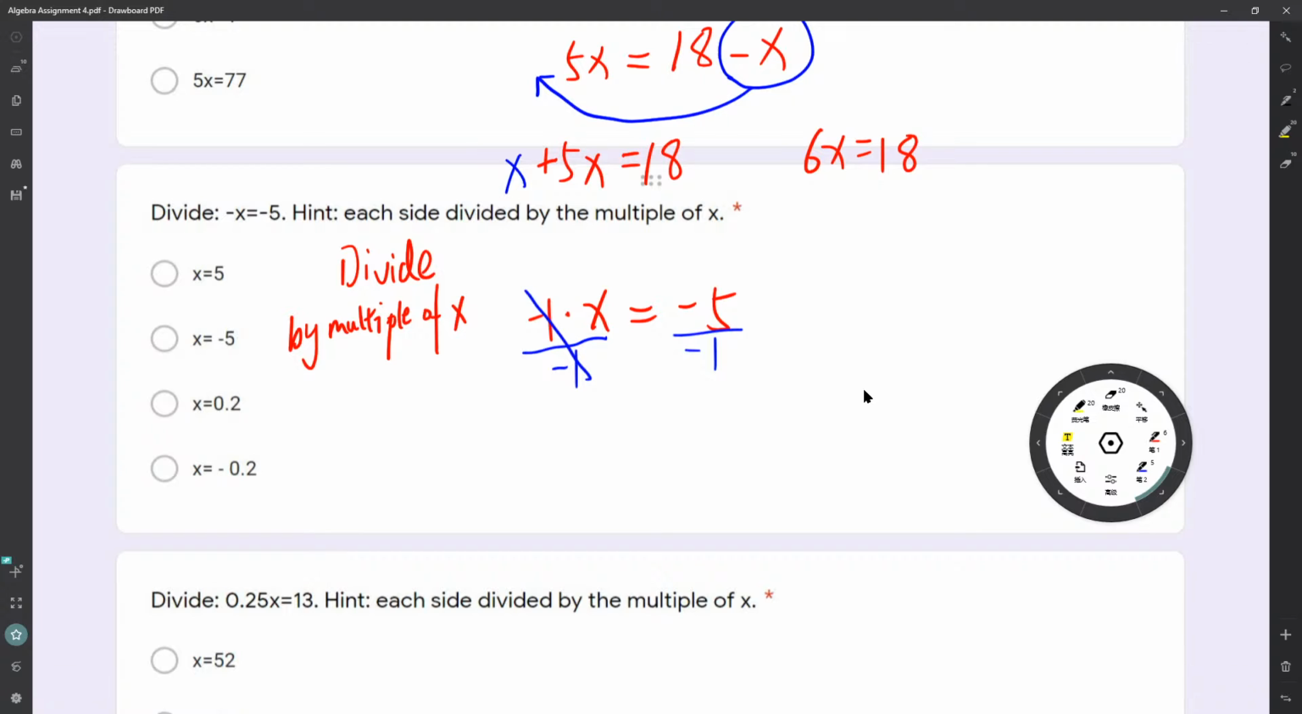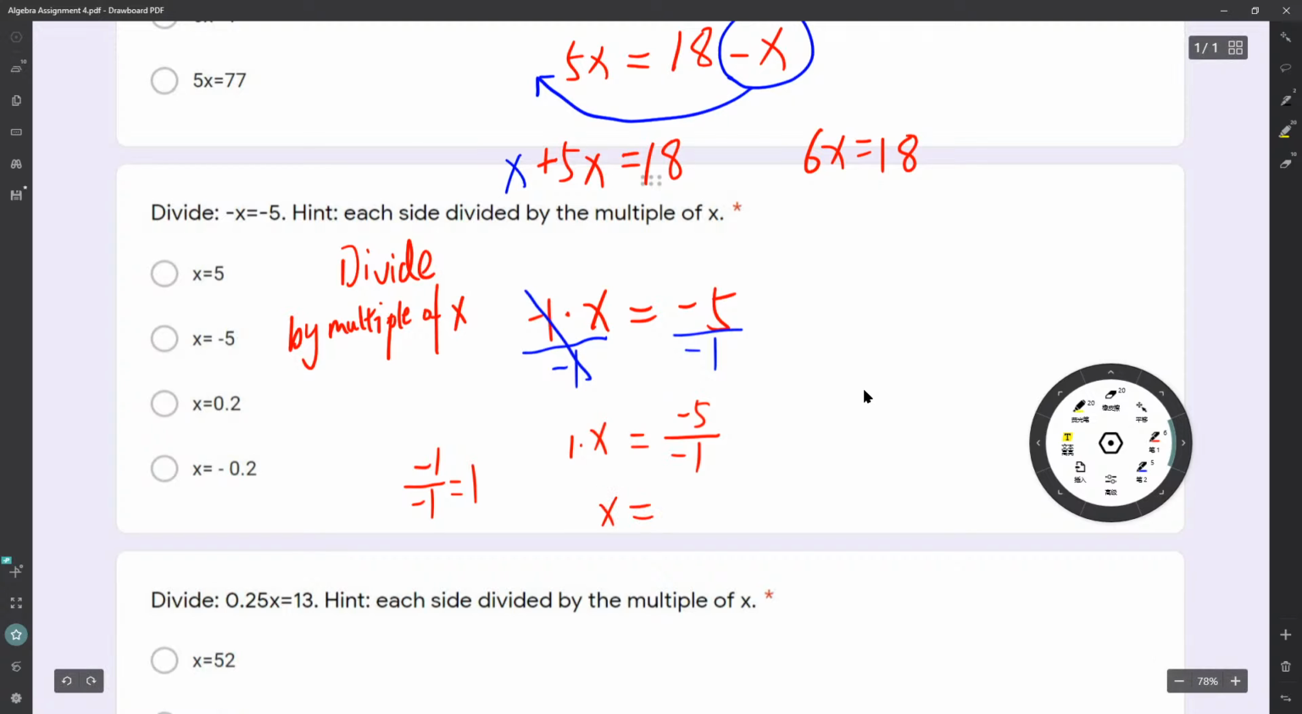Then you have just this x. See, because -1 divided by -1, that's going to be a 1. And this is going to be 1 times x. 1 times x equals -5 divided by -1. And this 1 times x is just x.